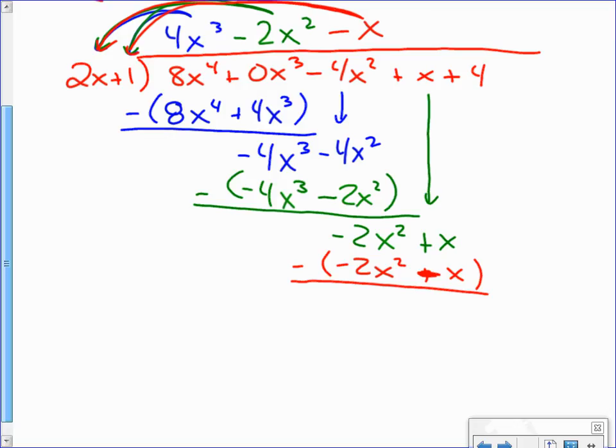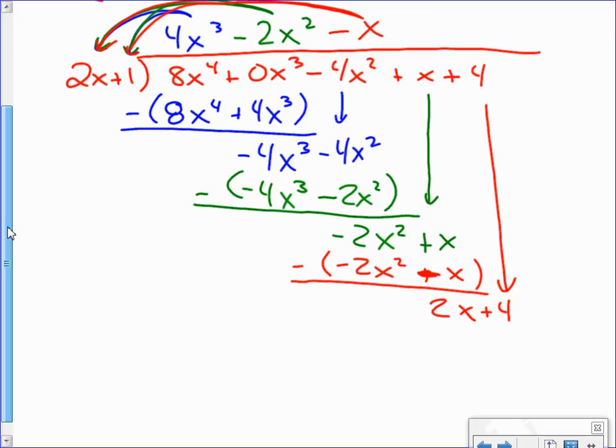So x minus negative x is 2x. It's x plus x, which is 2x. Last but not least, bring down that 4.